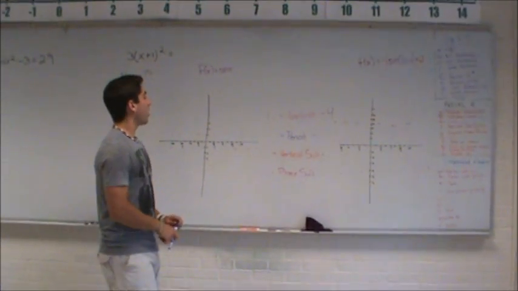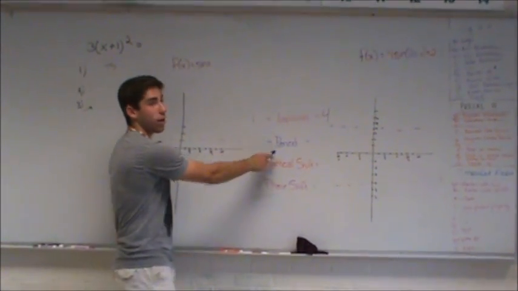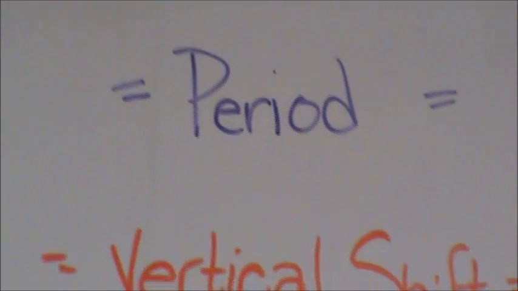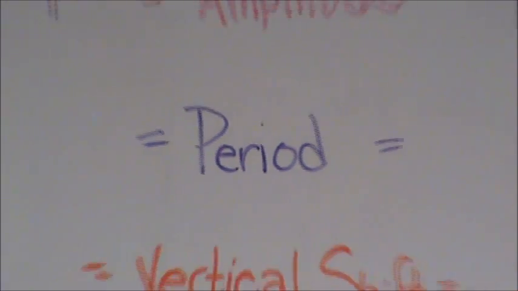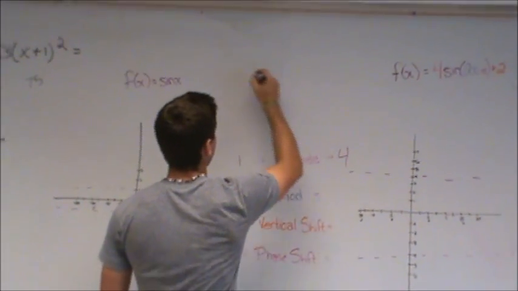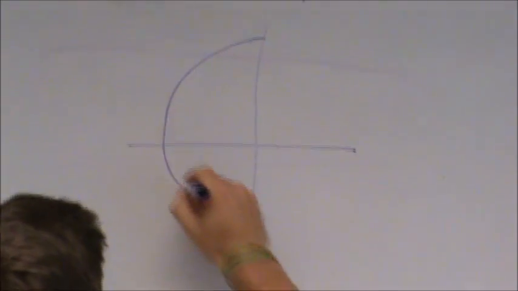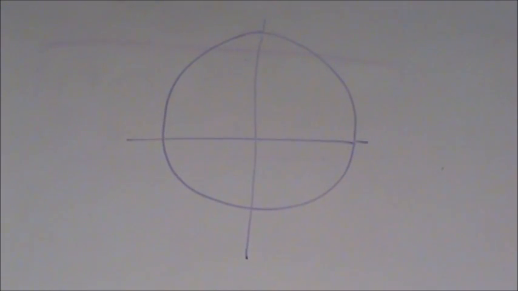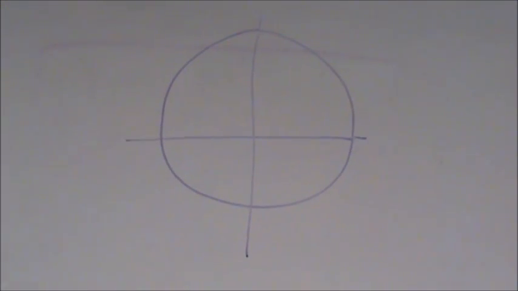Hi, I'm Matt. I'm going to talk about the period of a sine function. To start with, you have to get a basic idea of where the period comes from. It comes from something called the unit circle. And the unit circle is basically just a circle. That picture is quite awful.